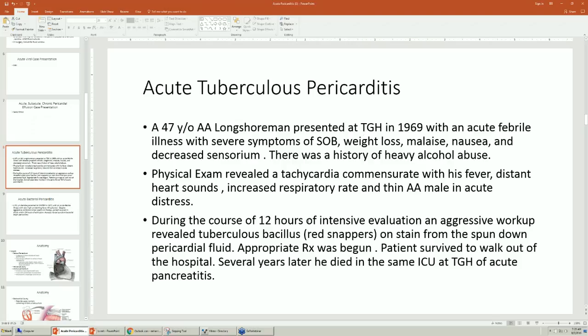But during our 12 hours, it seems like house because we had a resident and interns, and I was an intern.